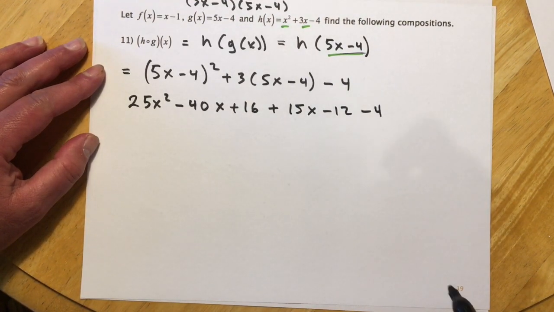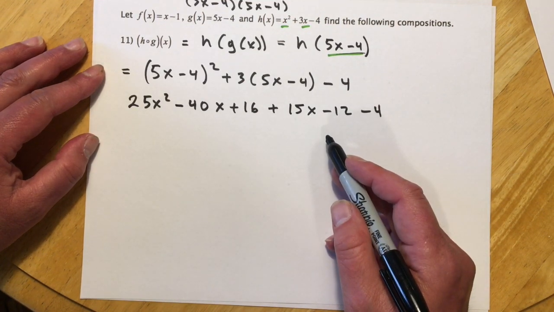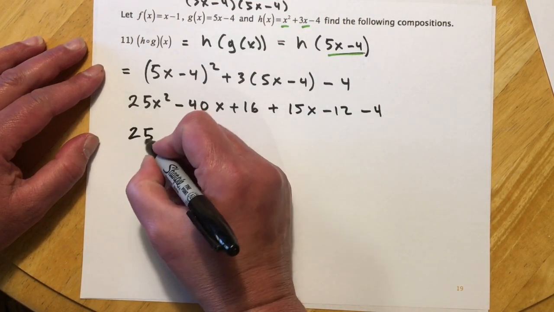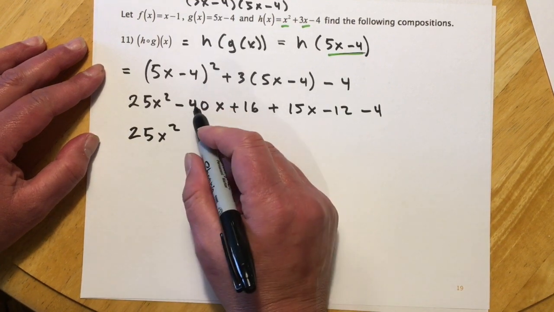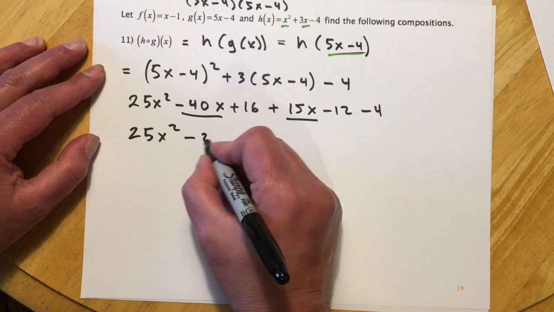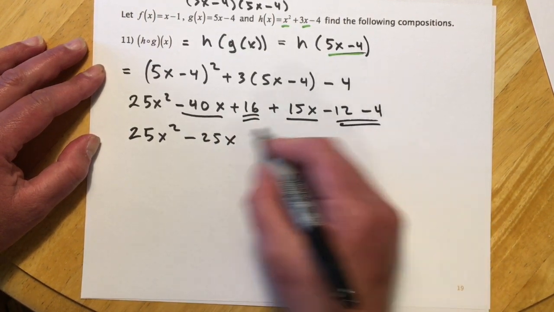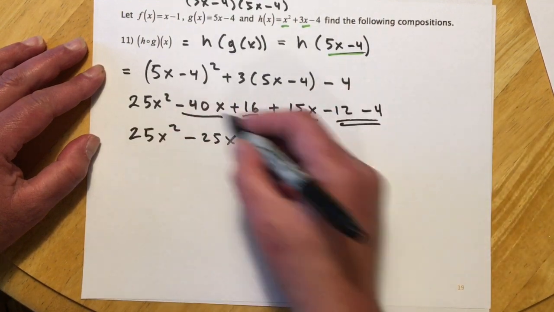And then from there I just have to collect, so let's see, this is going to be 25x squared, and then minus 40 plus 15, so that's going to be minus 25x, and then that's 16 minus 16, so those all just cancel, so that would be it.